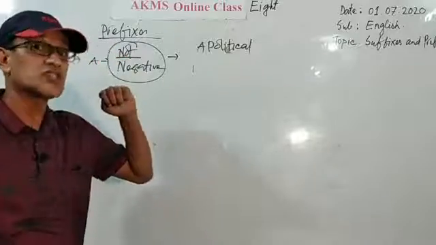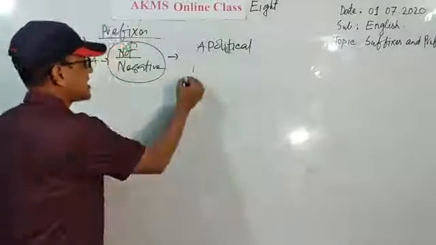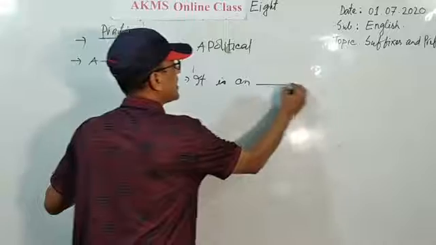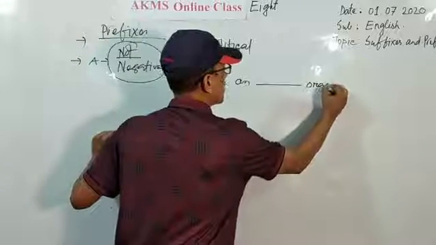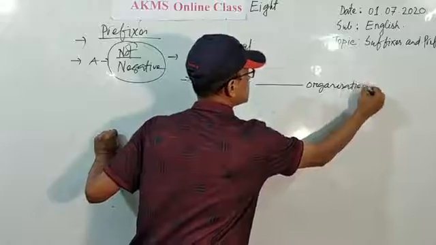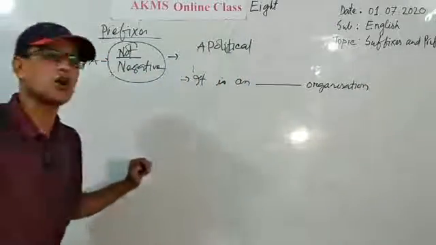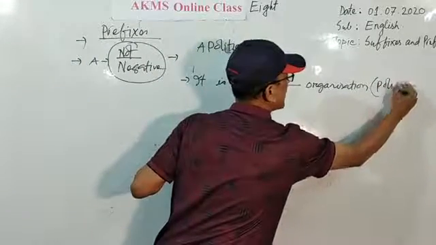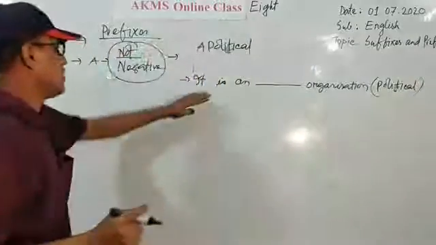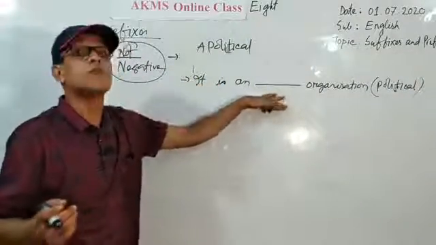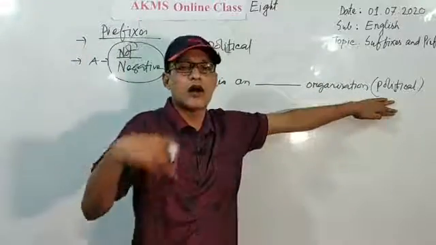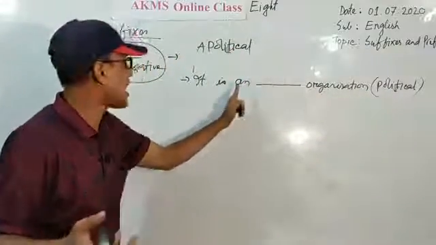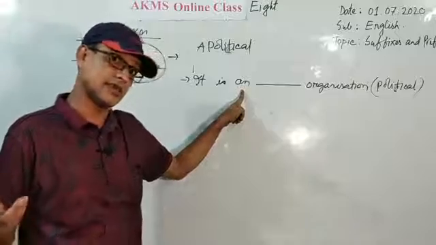But if the question setter writes the sentence just like this, it is an dash organization. The root word given will be political. Here you cannot use non-political. You know political, the opposite meaning, non-political. You cannot use non-political here because I have used an as the article.